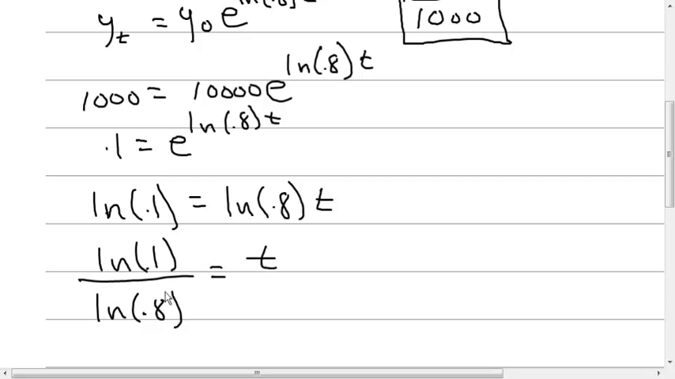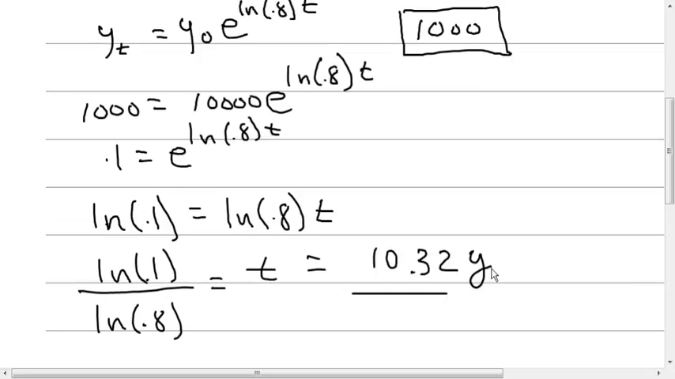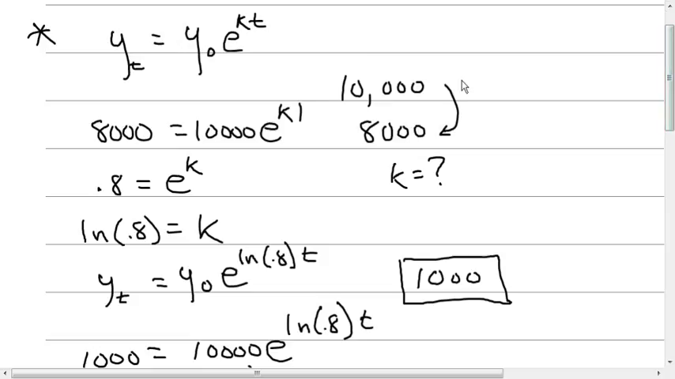If you plug in on your calculator, you'll find that that's about 10.32 years, or whatever time frame our model is in. And that would be saying that we have about 10 years before we go from 10,000 to 1,000 individuals. So we better get a move on here and save this species. That's an example of how you could use this model derived from differential equations to make predictions in biology.